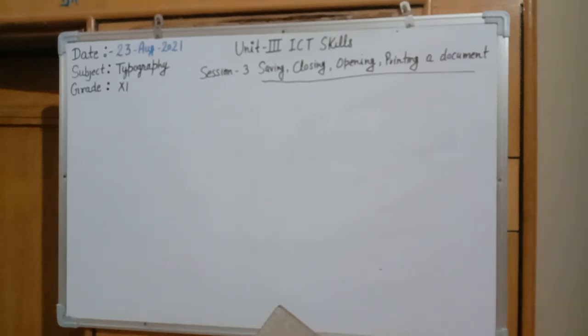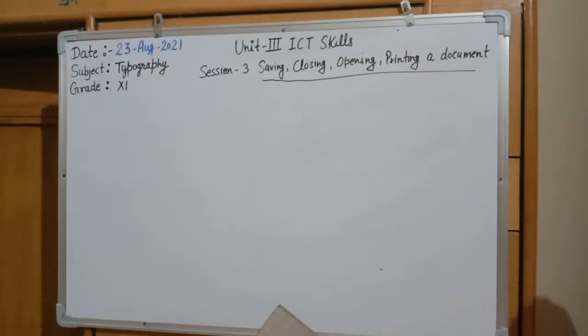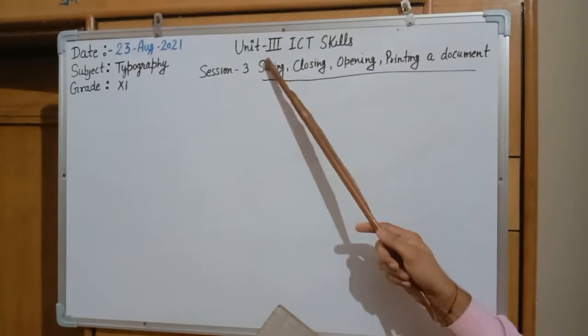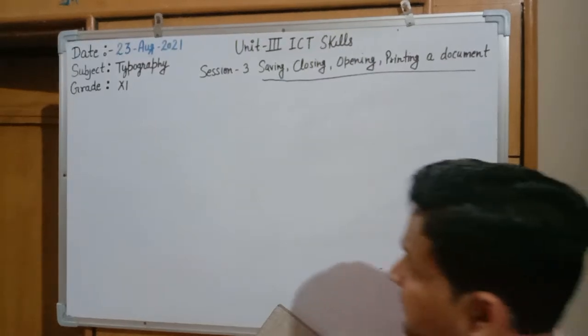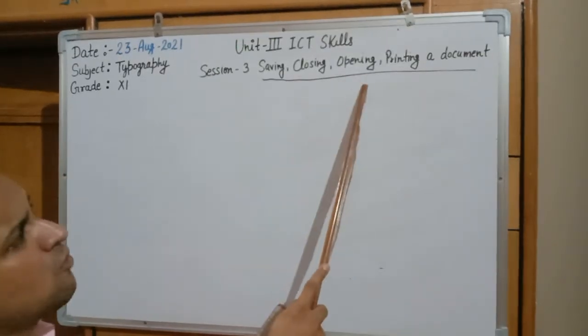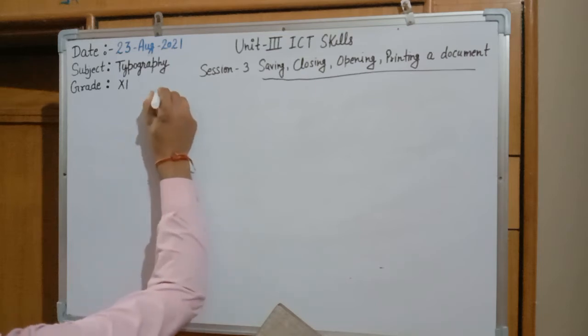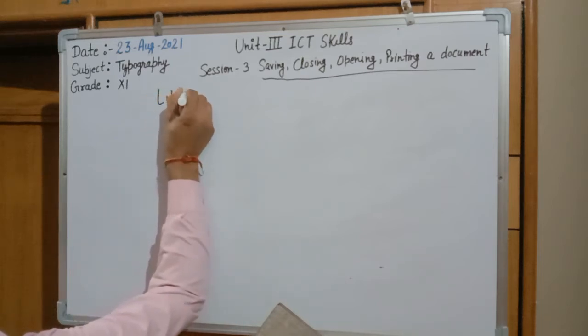In the last video, we continued with session 2. So today we are continuing with session 3. Session 3 is your unit 3, ICT skill. The name of session 3 is saving, closing, opening and printing a document. In the last video, we studied about the software, that was LibreOffice.